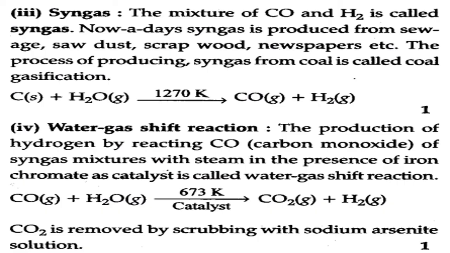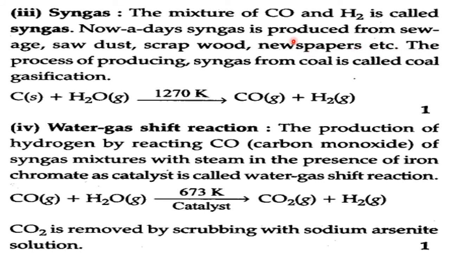Okay, right. Now again, once again regarding the syngas. The mixture of CO and H2 is called syngas or synthesis gas. Nowadays, syngas is produced from sewage, sawdust, scrap wood because all those contain carbohydrates, a variety of other chemicals are there. So from that hydrogen comes out. So we prepare syngas. Okay. So newspaper waste, right? All those we prepare syngas.